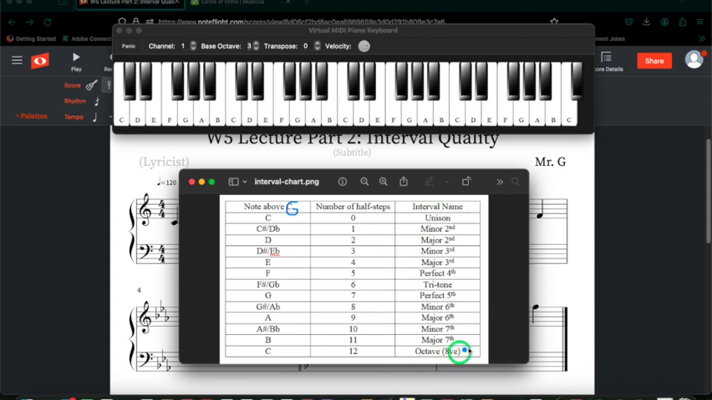I will include this guide as part of the lecture materials so that you can have access to it at any point in time as you compose, as you do future quizzes, and it's just a very handy reference to have. And with that, we have covered both intervals, their distance, their quality, and how to find them using diatonic scales, major and minor, as well as how to find them using the half-step method.